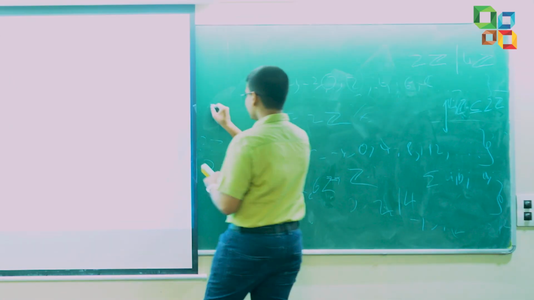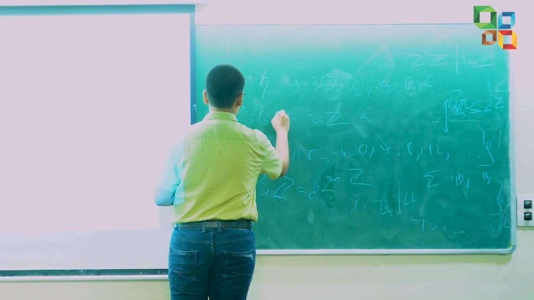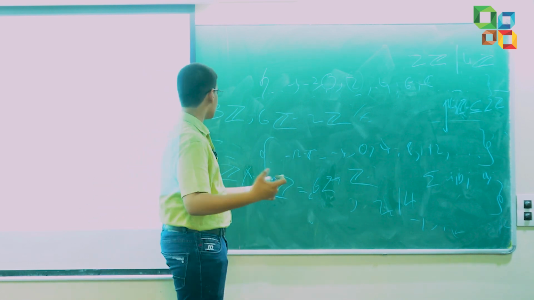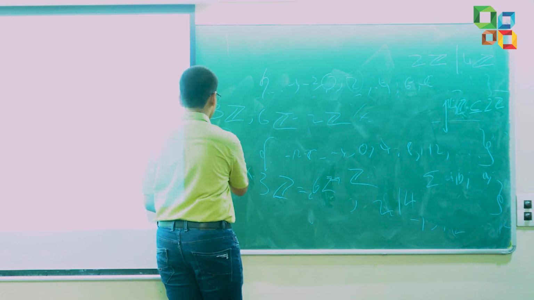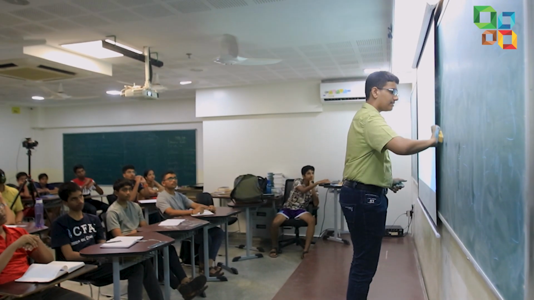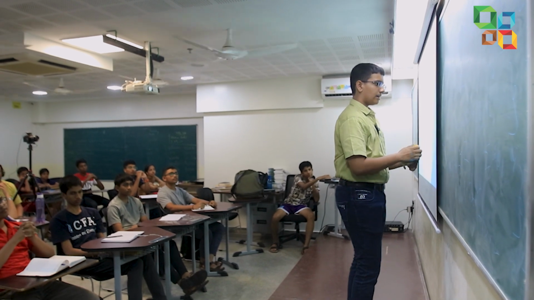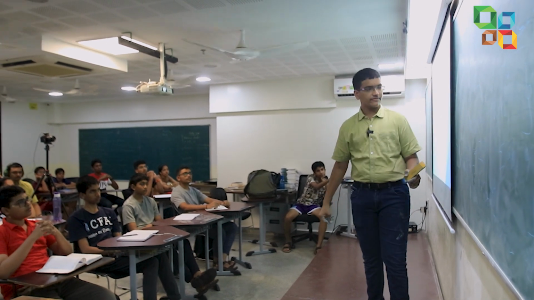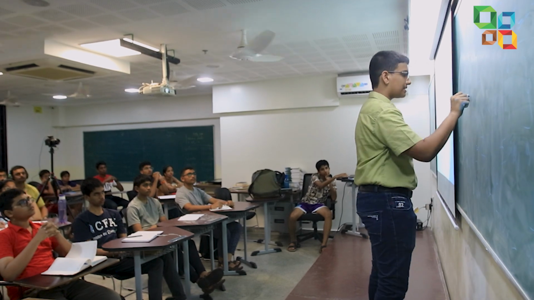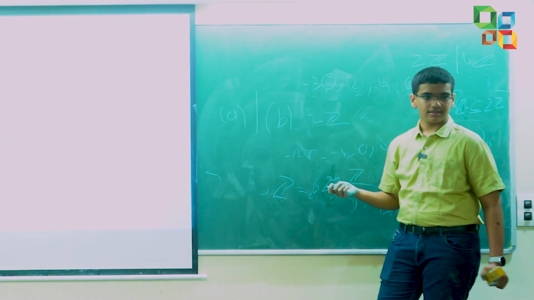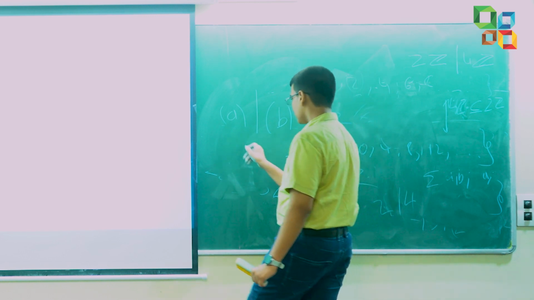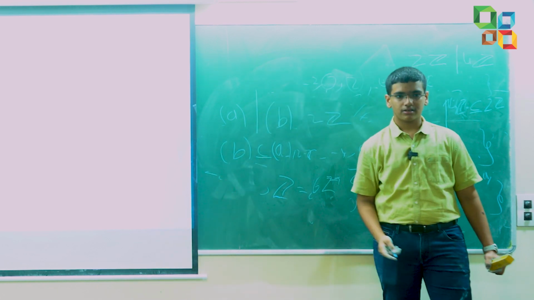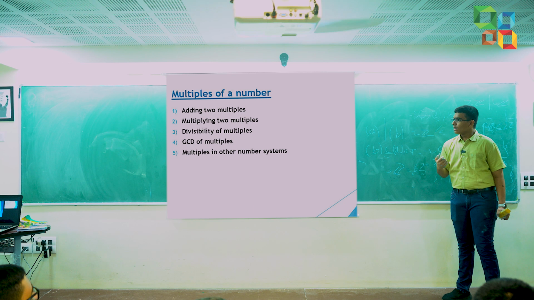Similarly, 3z and 6z, right? The multiples of 6 are just a subset of the multiples of 3. So the way we define this is: if the multiples of some number a divide the multiples of some number b, this is just a notation, right? This means that bz is a subset of az. This is the symbol for subset. All elements in b are in a. Okay, next.